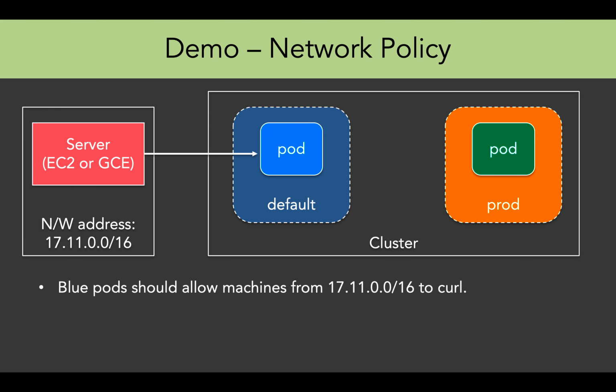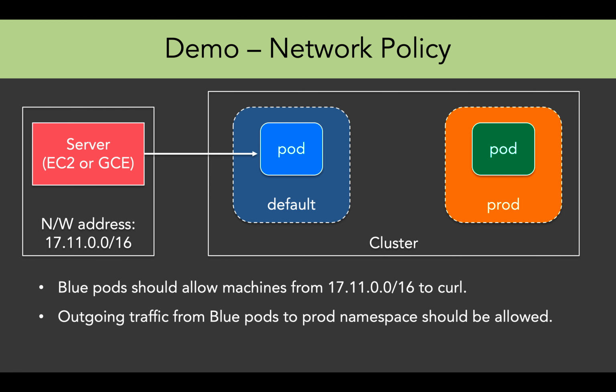We have allowed machine from 7.11.00.16 to curl to blue pod. That is done. Although I could not use the network address 7.11.00 because it's a different network than that of this cluster. We'll have to enable VPC peering and other stuff, which I did not do. Then we allowed outgoing traffic from blue pod to prod namespace. That was also fine. We also had to add a network policy for the pods in prod namespace.